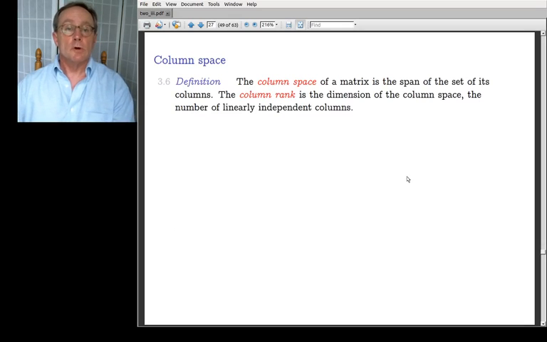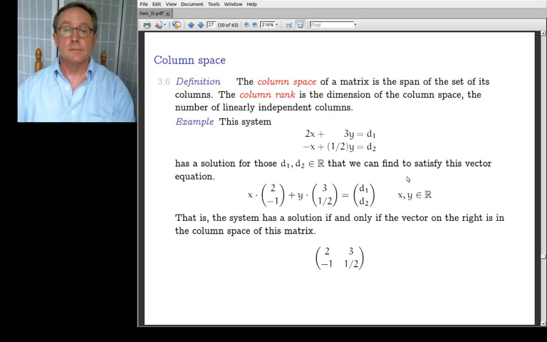So I talked about row space. Next up I'm going to talk about column space. The column space of a matrix is the span of its set of columns, just like the row space of a matrix was the span of its set of rows. Column rank is its dimension. So that's the number of linearly independent columns.